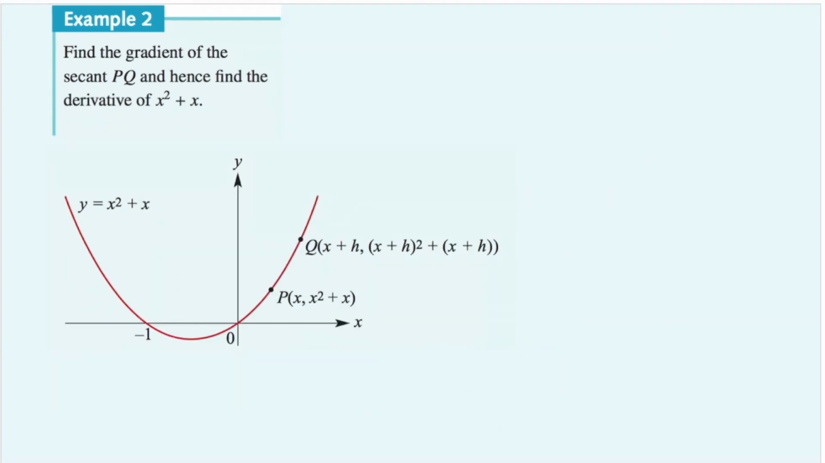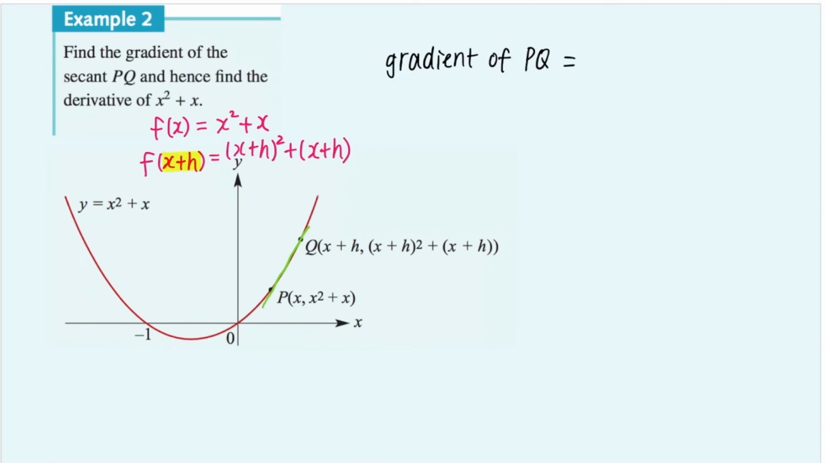Find the gradient of the secant PQ, and hence find the derivative of x squared plus x. The secant line PQ passes through these 2 points, and we want to find the gradient first. We defined our function to be f of x is equal to x squared plus x. So when the input is x, the output is just going to be x squared plus x. But when the input is x plus h, the output is going to be x plus h squared plus x plus h. Now let's find the gradient of PQ.